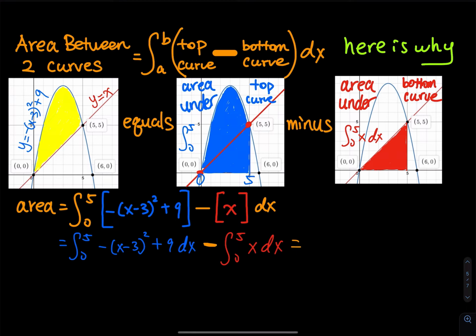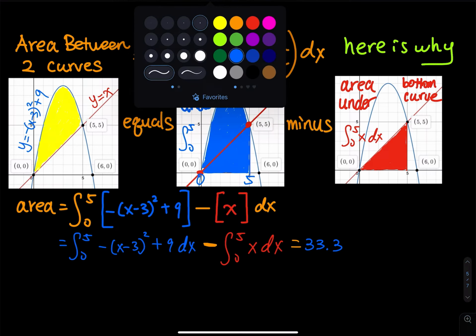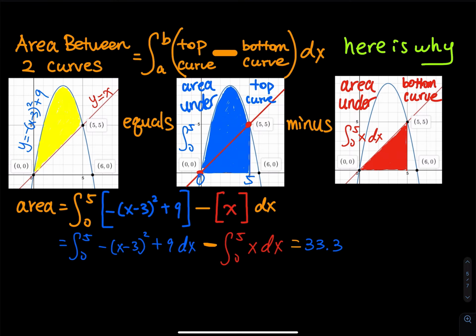And then what do we get? I already did the math for the blue integral, that is equal to 33.3. And then the red integral is equal to 12.5. When you subtract them, what is the area equal to? The area is approximately equal to 20.83. So that is the area between the two curves. Okay, so this is an approximation because the 33.3 is an approximation.